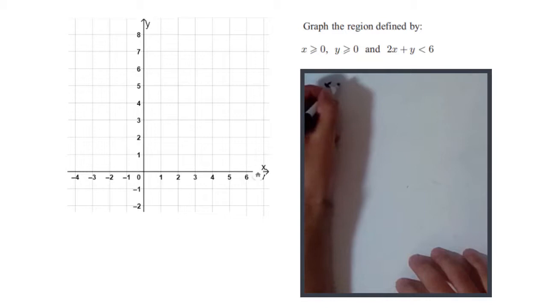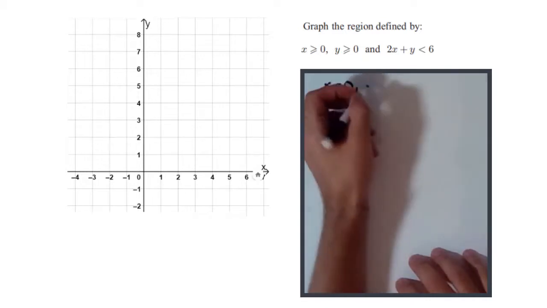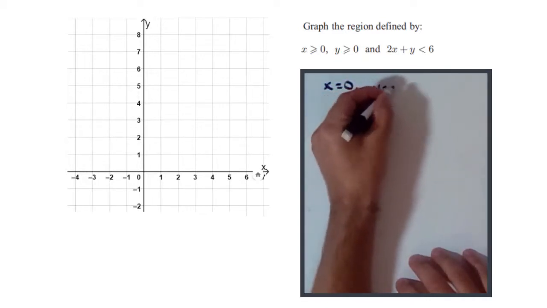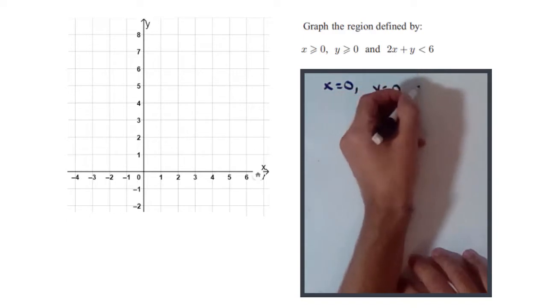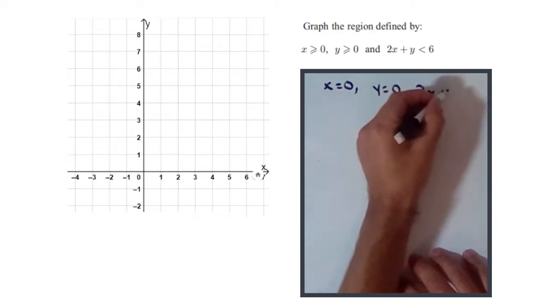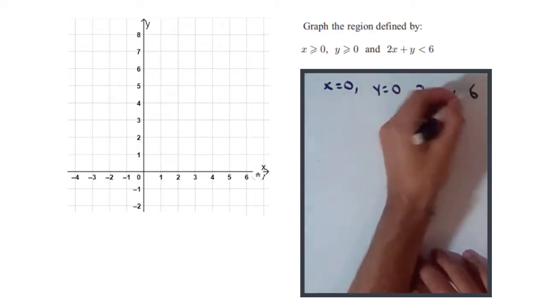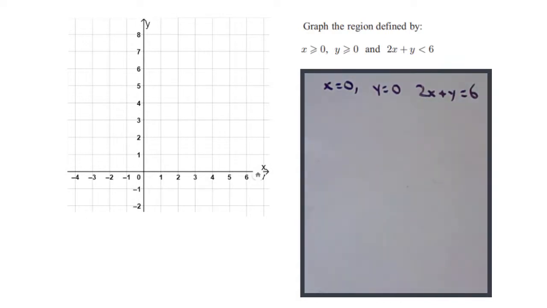We need to draw x equals 0. We need to draw y equals 0. And we need to draw 2x plus y equals 6. So the last one will certainly be the hardest, but it won't be too bad. We also need to know whether we need to draw them with a solid line or with a dashed line.